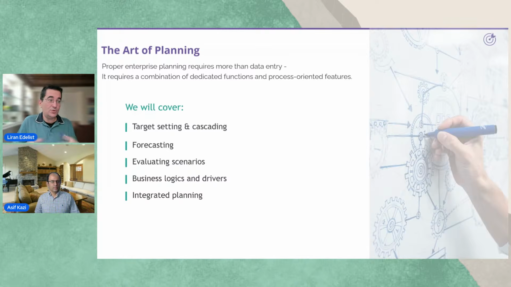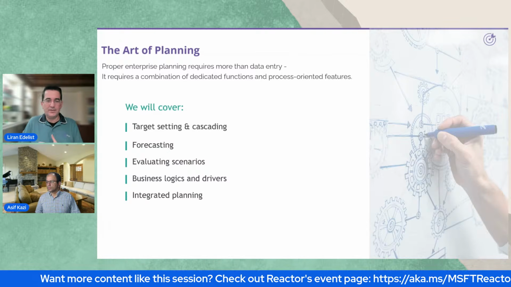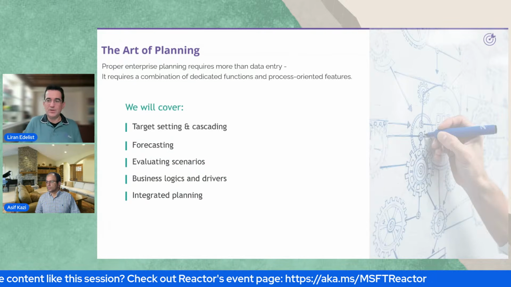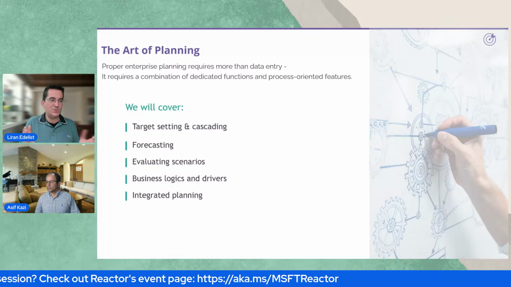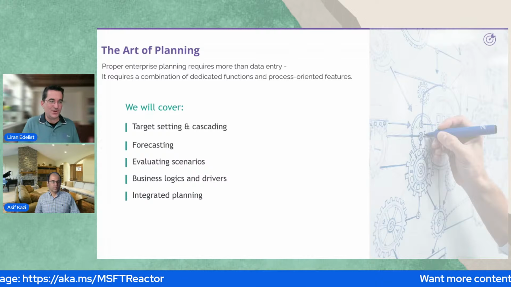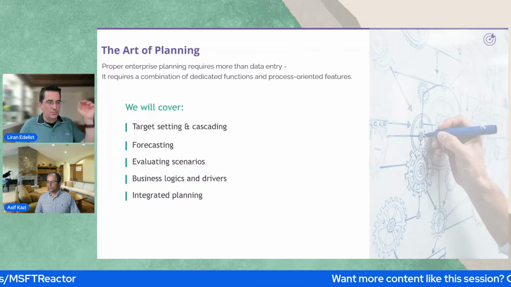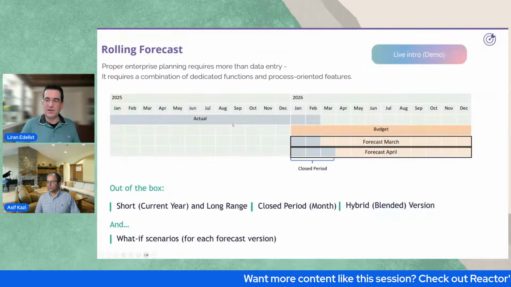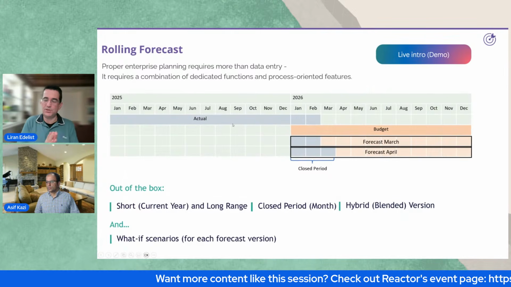And then we have also the business driver and the calculation and driver-based modeling, and definitely integrated planning. How do I take my revenue planning and calculate the cost of goods sold out of that, and profitability, and how many resources I need to do that. So all those types of stuff, this is what I'm calling the art of planning. We can spend hours and hours and hours to speak about that. So I want to pick just the highlights that are common to most of the organizations.